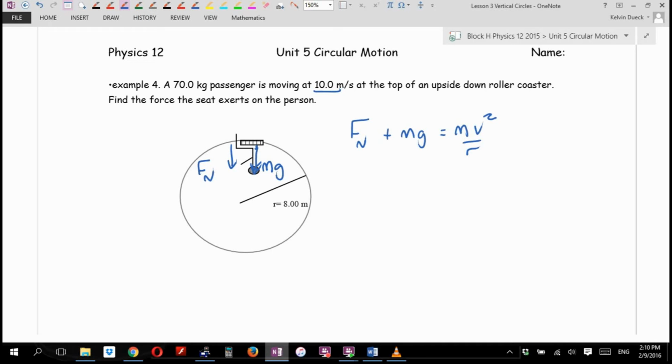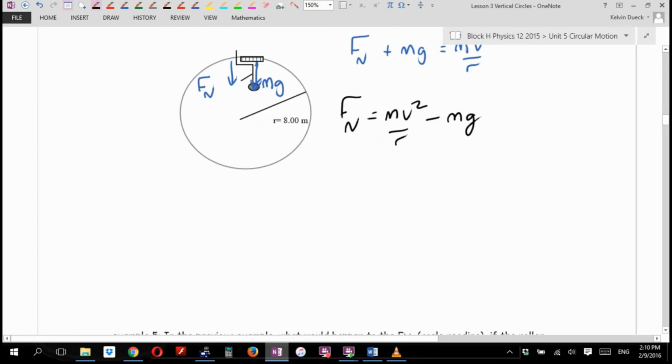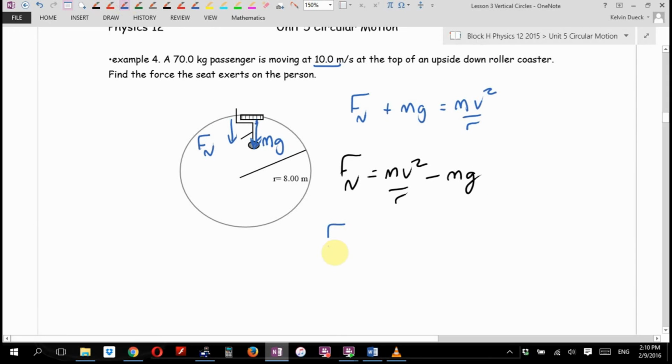Anyways, what does this question want me to find, Vikas? Oh, how to get the Fn by itself. Okay. M, 70, V, 10 squared over, where's R? Oh, in the picture, 8, minus 70 times 9.8.